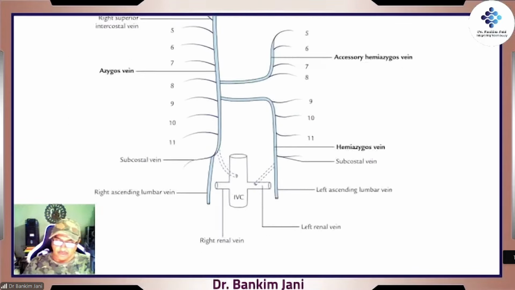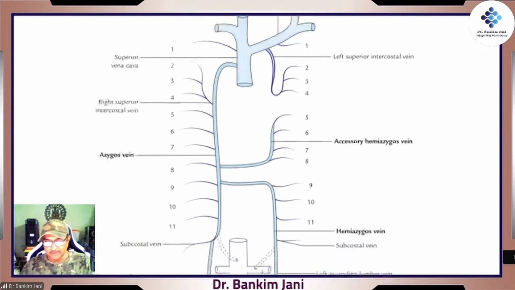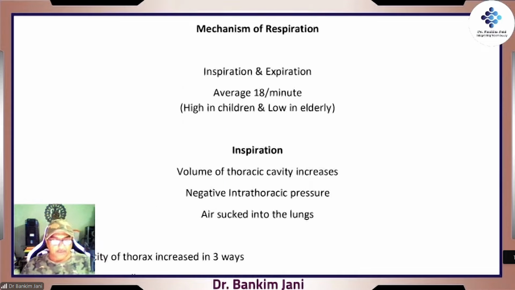So this is all how these azygos, hemiazygos, all these veins are formed. We come to this part now. Mechanism of respiration. Now, in the mechanism of respiration, inspiration and expiration average 18 per minute. It could be lower; it is higher in children, lower in adults.